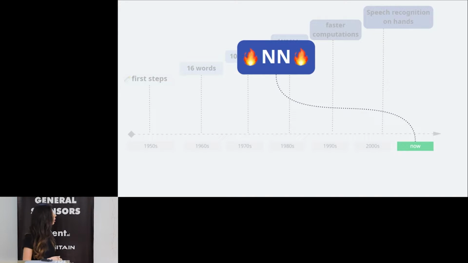The biggest advancement during this time, in 2011, was when Microsoft Research proposed a new way, a combination of hidden Markov models and neural networks. This was a big step forward and was considered a new milestone in large vocabulary continuous speech recognition. After this, neural networks started to be widely applied in all speech recognition systems.